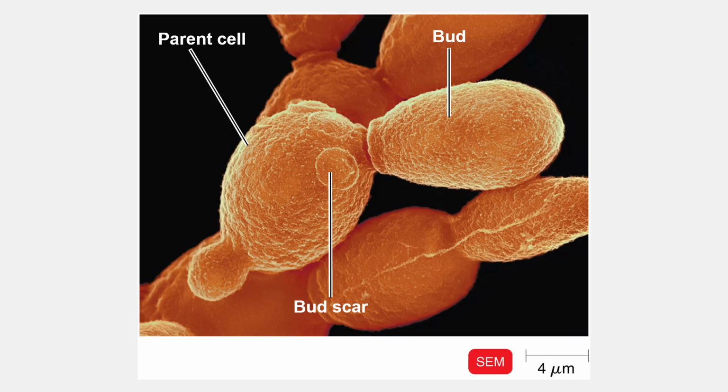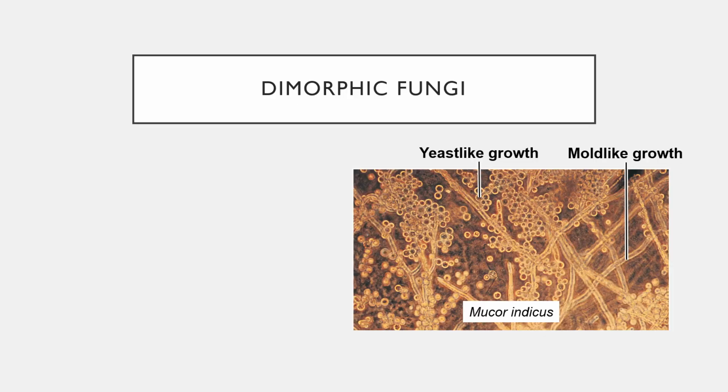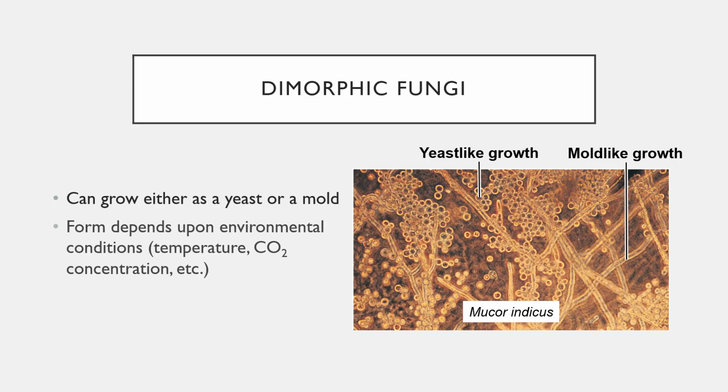And lastly, we'll say a few words here about dimorphic fungi, which are the third class of fungi that can grow either as a yeast or a mold, depending upon environmental conditions. For example, depending upon what the temperature is, what the CO2 concentration is, or other factors, there are certain species of fungi that can grow as filaments, or they can grow as single cells. Right here we see Mucor indicus, which is a dimorphic fungus that is transitioning between a yeast-like form and a mold-like form.